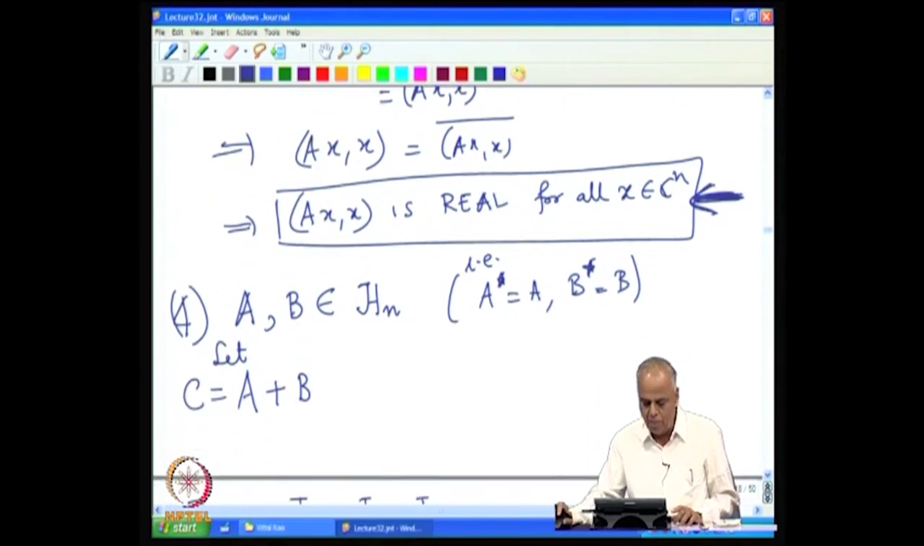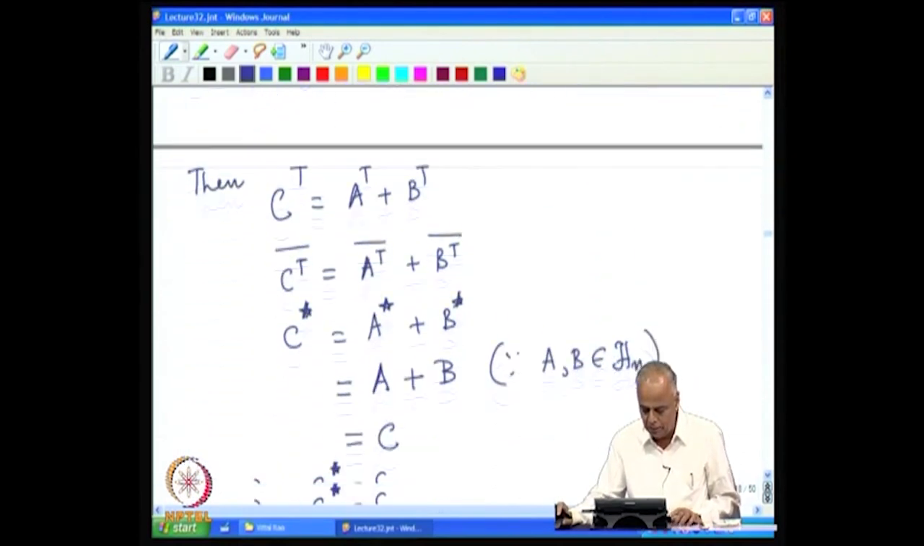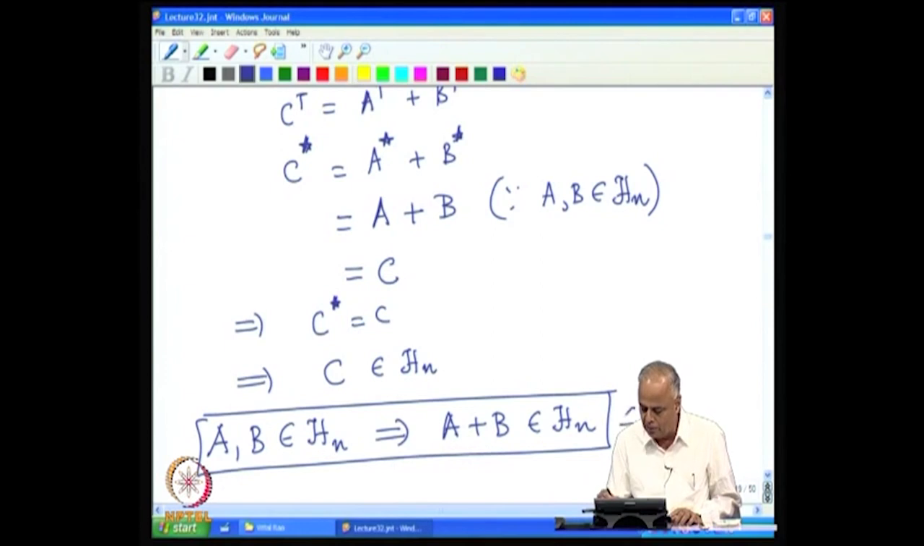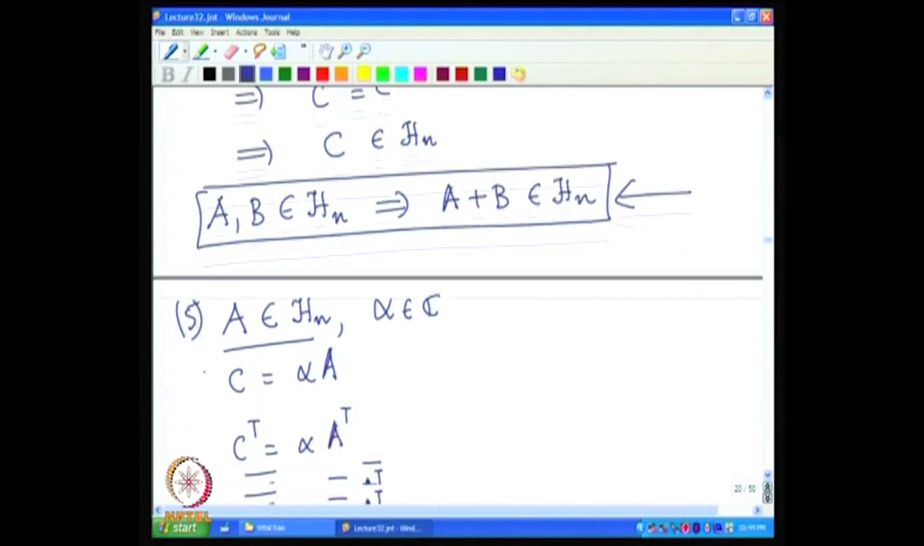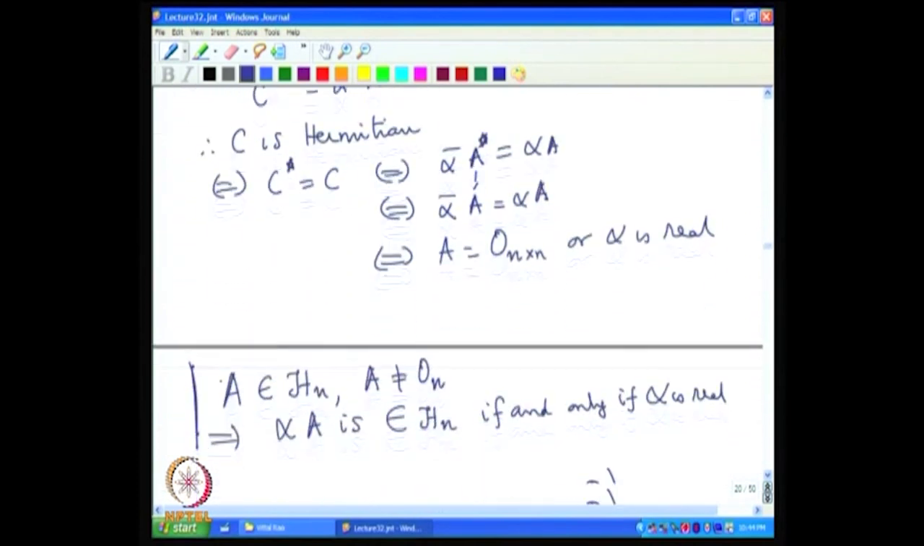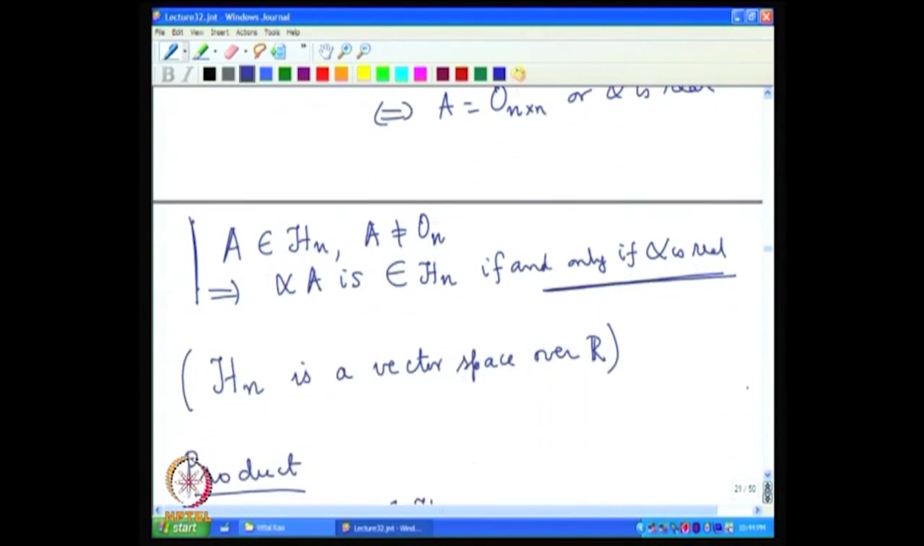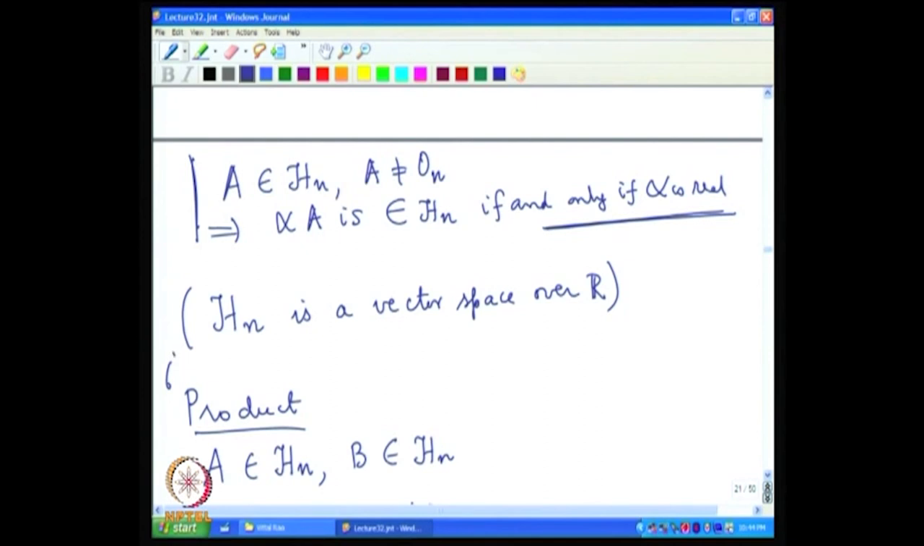the sum of two Hermitian matrices is Hermitian always. And this should be the fifth property, then numbering has been a problem. The fifth property is that if A is Hermitian, then the scalar multiple is again Hermitian if and only if the scalar is real. And this is the sixth property, about the product. And the fourth and the fifth properties together give us that Hn is a vector space over R, it is not a vector space over C.